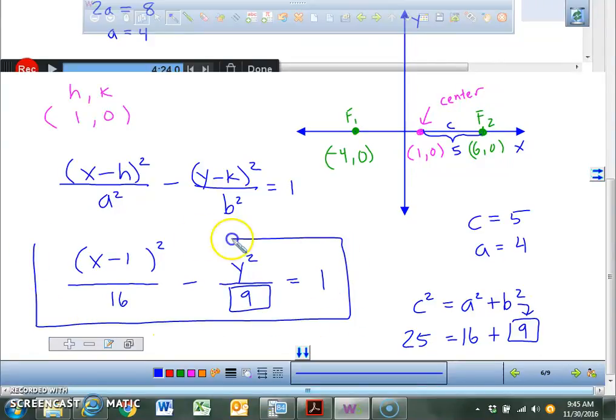And this right here is your equation, everybody. This is what you're doing when you guys are working through these problems.